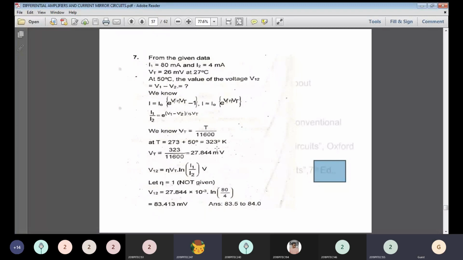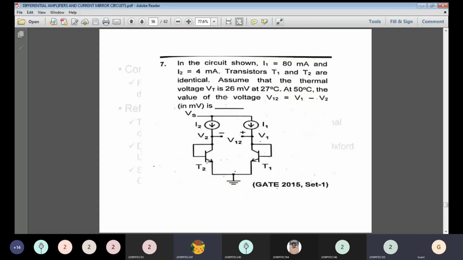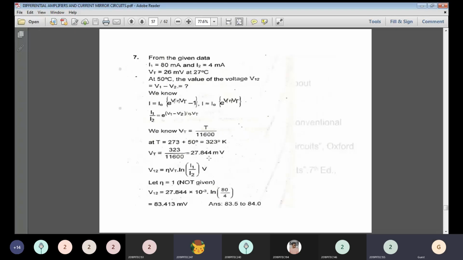This is converted to Kelvin. We add the Celsius temperature to 273. So 273 plus 50 degrees Celsius is converted to 323 Kelvin. So what is the value of VT here? VT is equal to T divided by 11600, that is the formula. The temperature we are getting in Kelvin is 323. So the voltage VT is 27.844 millivolt. Okay, so the first step of calculation is over. In the question they gave that at 27 degrees Celsius the VT value is 26 millivolt. The same VT value calculated for 50 degrees Celsius is 27.844 millivolt.